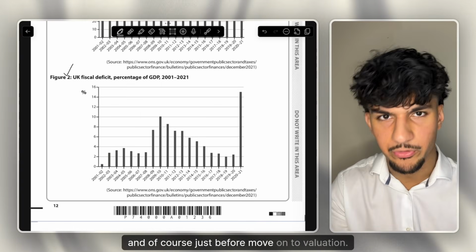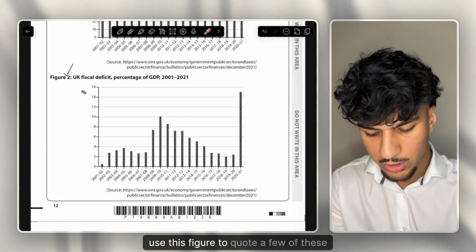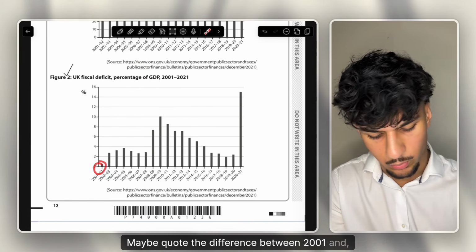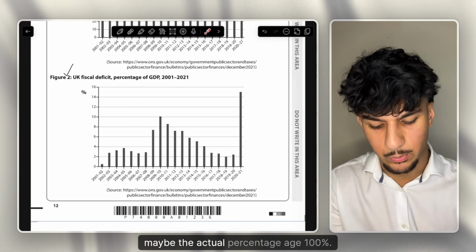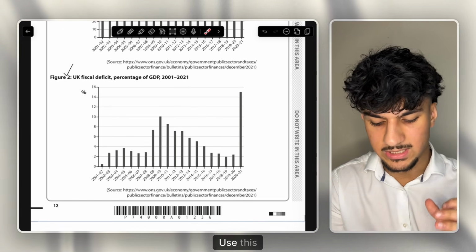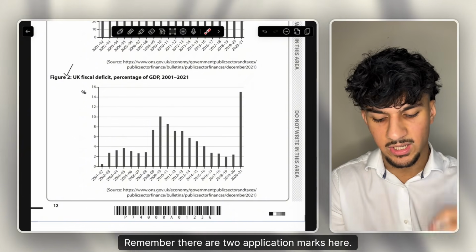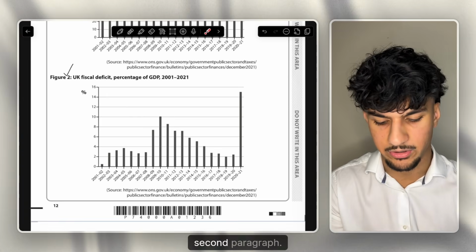And of course, just before I move on to evaluation, for that first paragraph, 100% use this figure to quote a few of these stats. Maybe quote the difference between 2001 and 2020, maybe the percentage point difference, maybe the actual percentage change. 100% use this figure to pick up those application marks. Remember, there are 2 application marks here, so at least 1 bit of application in this paragraph and another bit of application in the second paragraph. But yeah, back to this.